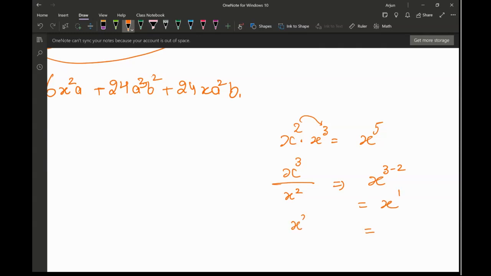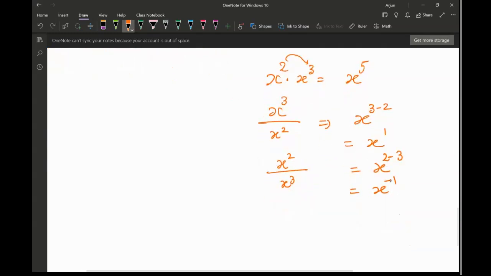And if it was x raised to the power 2 divided by x raised to the power 3, you will get the answer as x raised to the power 2 minus 3, which is x raised to the power negative 1. Negative 1 means if the exponent has a negative 1, you will write it as 1 over x.